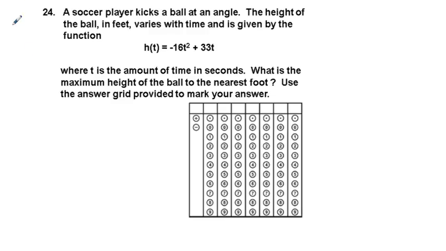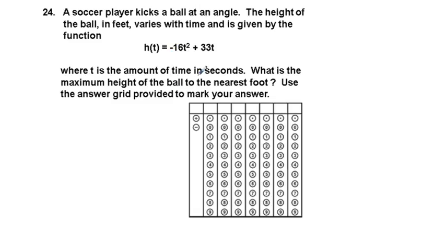This is Precalculus Fall 2016 ACP Preview Problem 24. The soccer player kicks a ball at an angle. The height of the ball in feet varies with time and is given by the function h of t equals negative 16t squared plus 33t. This is kind of a classic elevation problem influenced by the acceleration due to the force of gravity.